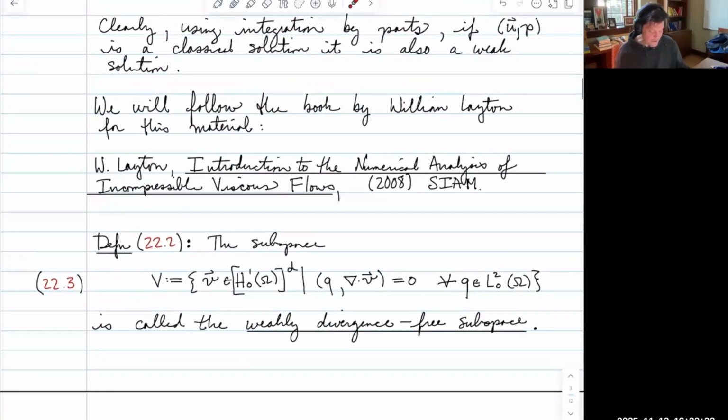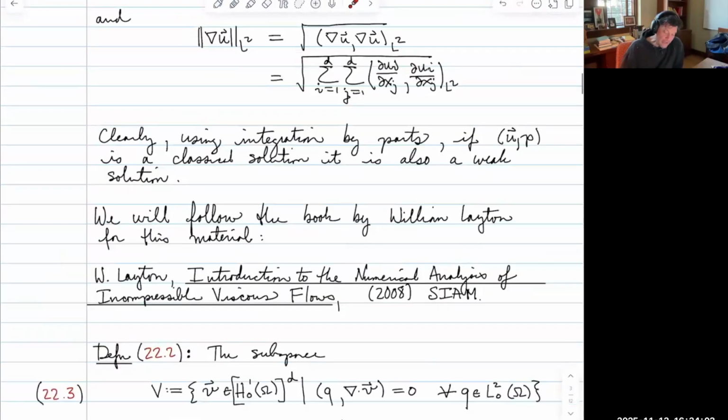A lot of what I'm going to be talking about in this section, where we're looking at the Stokes equation, is going to follow a book by my friend Bill Layton from the University of Pittsburgh. His book is called An Introduction to the Numerical Analysis of Incompressible Viscous Flows, and it's from 2008. You can pick it up from SIAM. Quite a nice book if you're interested in understanding the numerical analysis of the Stokes equation in particular.